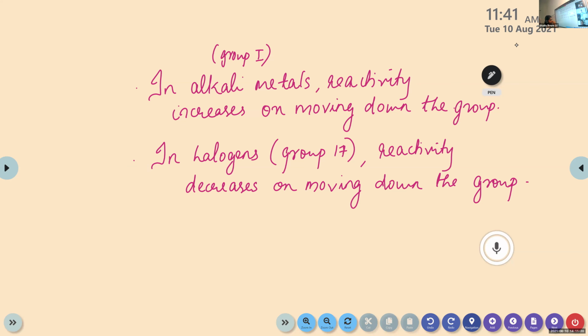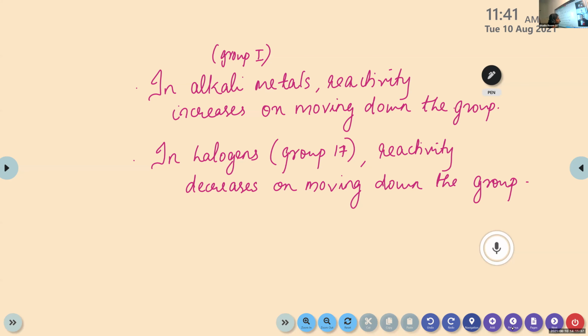Can you please read the points? In alkali metals, reactivity increases on moving down the group. In halogens, group 17, reactivity decreases on moving down the group.